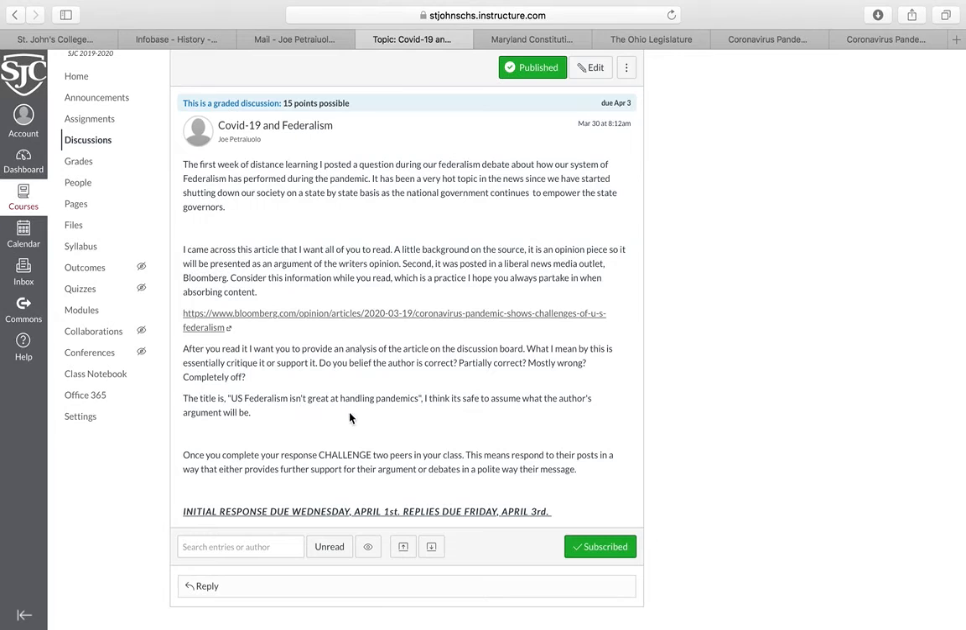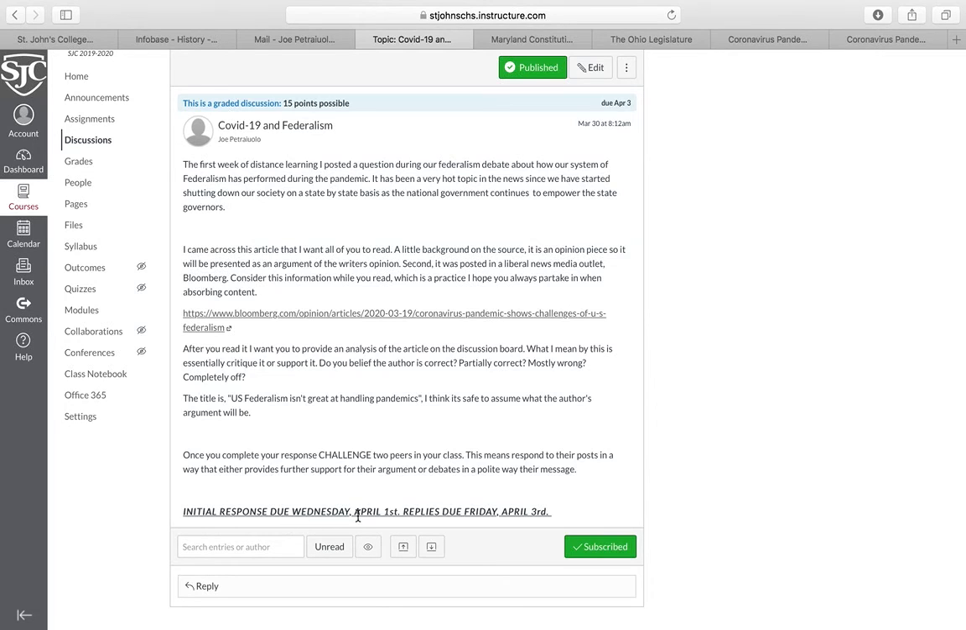And then once you complete that, challenge two peers in your class, and that means just respond to their posts. Now, by challenge, I mean you could either provide further support that they did not include, and this should also be something that you don't just take from your own post that everybody can already read and put at the bottom of somebody else's. Say, have you considered this? Something like that. Or you could debate them. If someone has a completely different response, you debate against it, bring up an argument, but just do it in a polite way. All right.